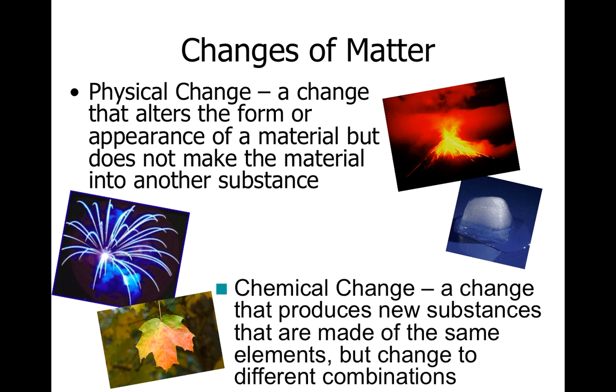A chemical change is a change that produces a new substance. And these new substances are made of the same elements, but change to different combinations. So a firework could be an example of a chemical change. It produces a new substance, but is made of the same elements.